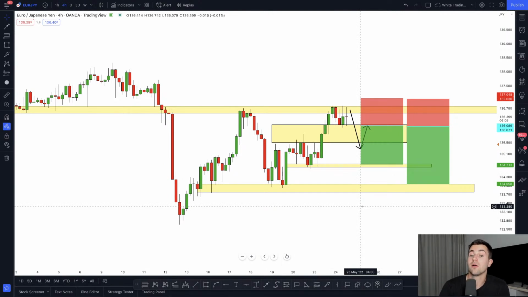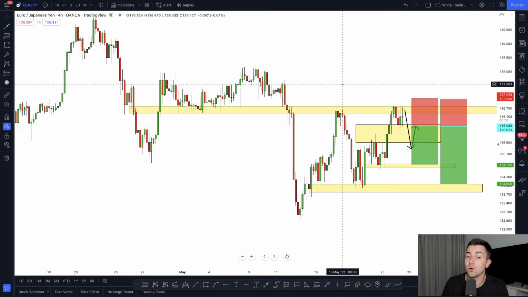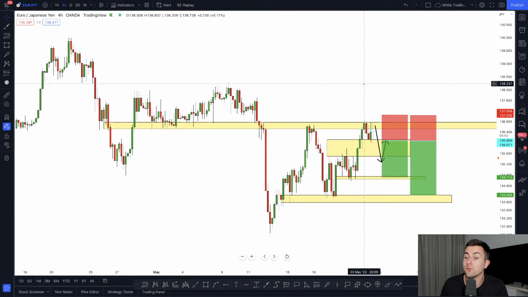But for now, while the market is trading above that demand zone, we are not trading. Yes, we are waiting. The breakout here plays a very important role. And if you are bullish, if you are looking for buying opportunities on euro yen, I would suggest waiting for a bullish breakout of the structure to the upside.